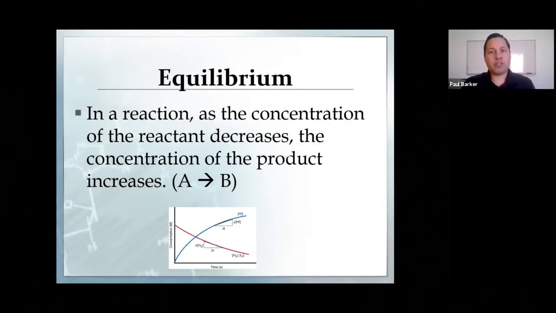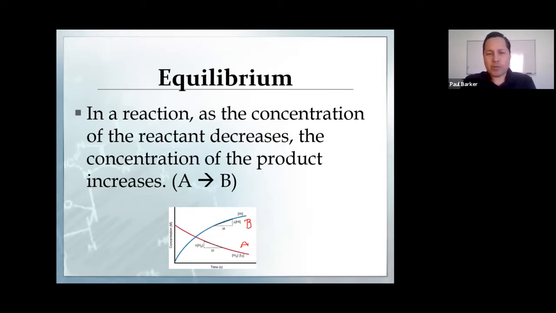Up next, we're going to go ahead and discuss equilibrium. In a chemical reaction, as the concentration of the reactant decreases, the concentration of the product increases. All right, so for our made-up reaction right there, where A is the reactants turning into B, the reactant, there's less of it, so that is represented here by the red line. So let me go ahead and label that as A. And the blue line represents our product. I'm going to go ahead and label that as B.